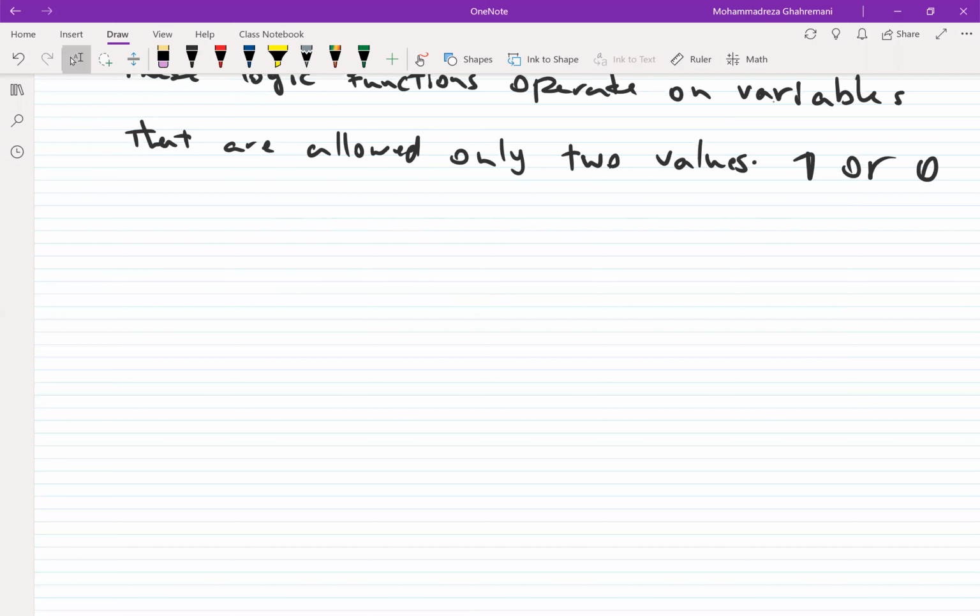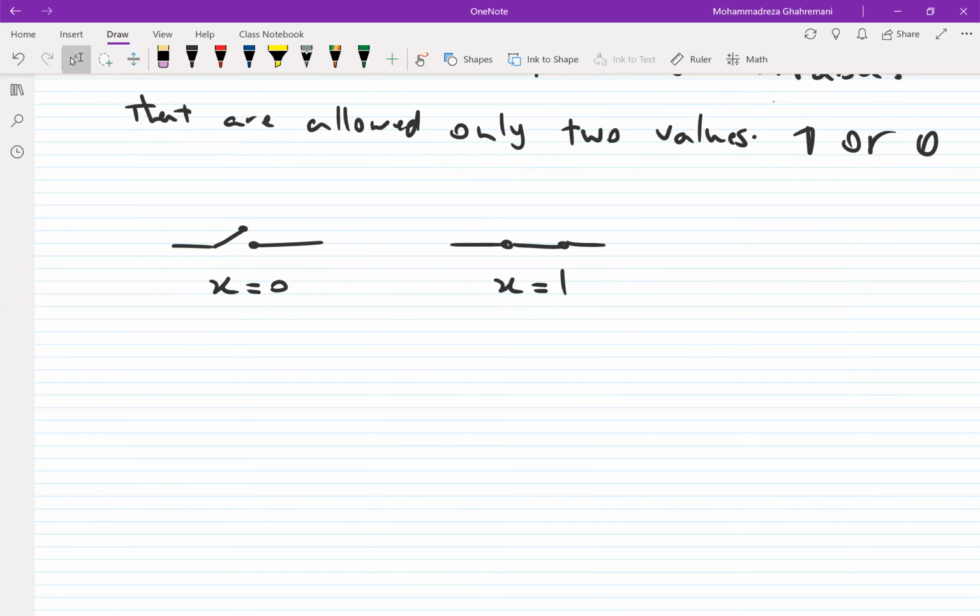So in a circuit, if we show a switch, if the switch is open, we say X is equal to 0. When the switch is closed, we say X is equal to 1. Two states of the switch.